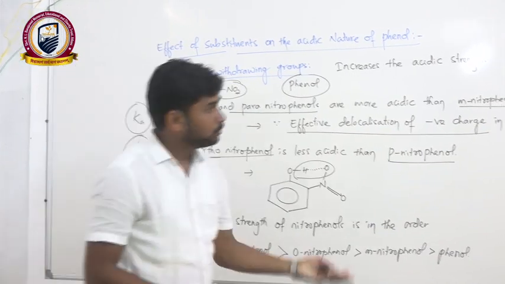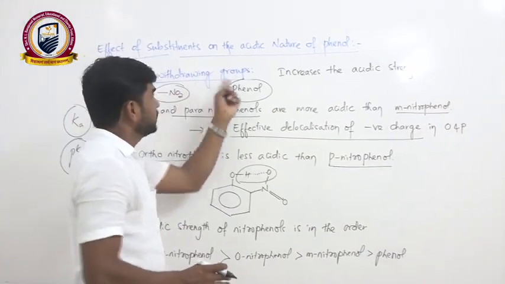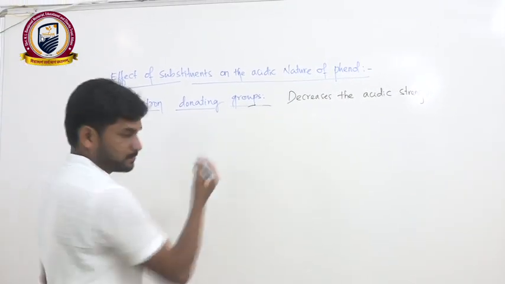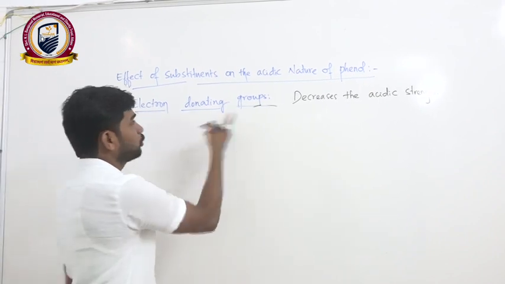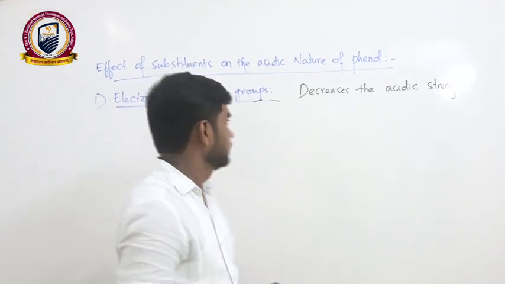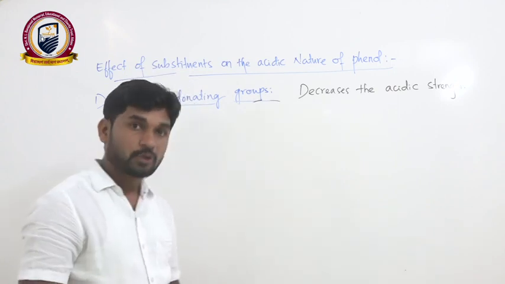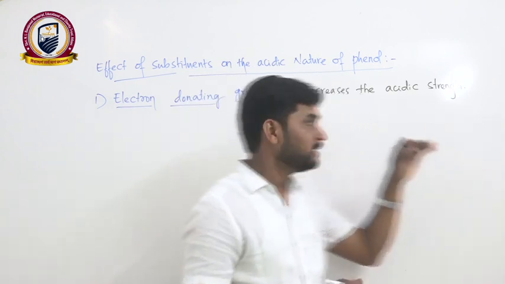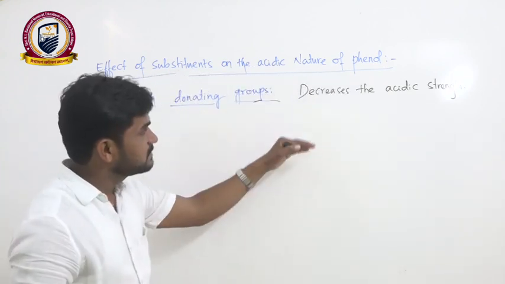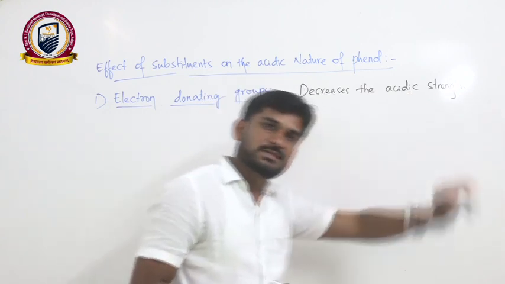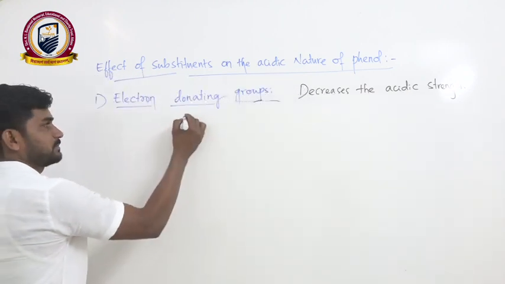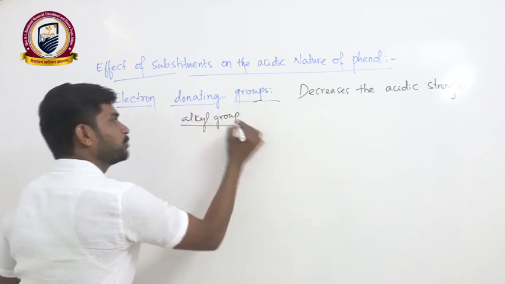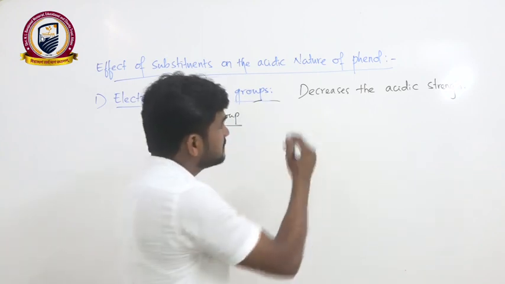Okay. So next, moving on to electron donating groups. In the case of electron donating groups, if the phenol is attached with an electron donating group, what happens to its acidic strength? As we have discussed, electron withdrawing groups increase the acidic strength. Similarly, electron donating groups decrease the acidic strength of phenols. Say, for example, alkyl groups. Alkyl groups are electron donating groups which decrease the acidic strength.